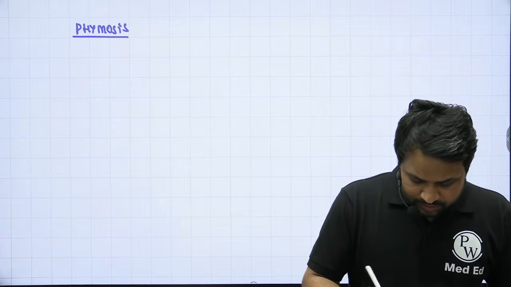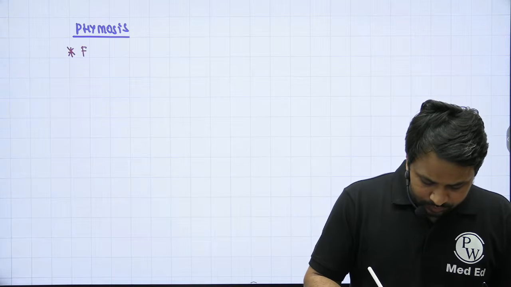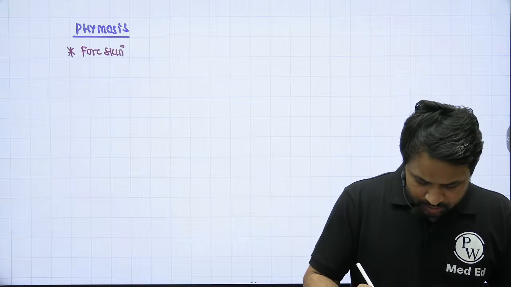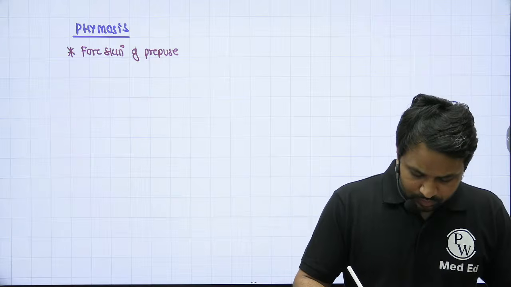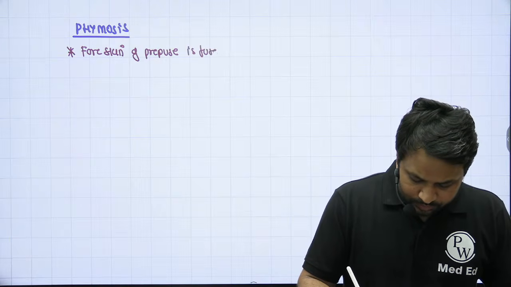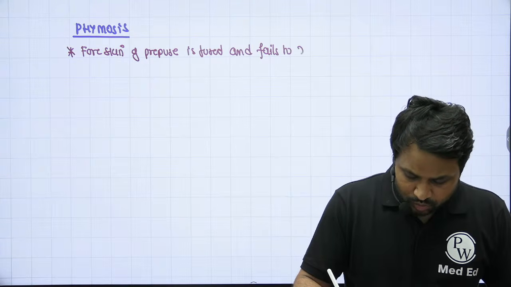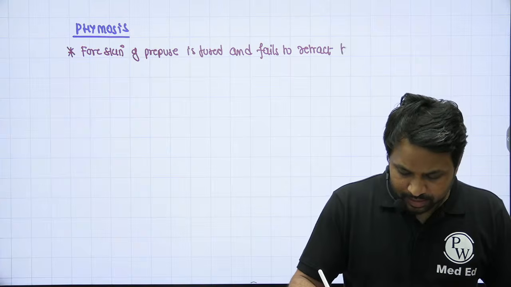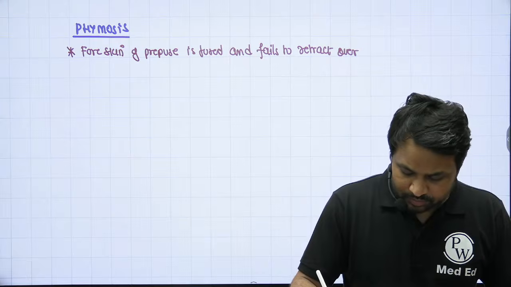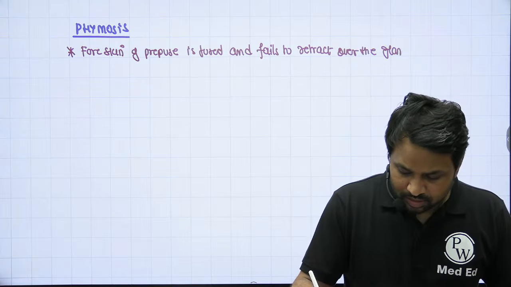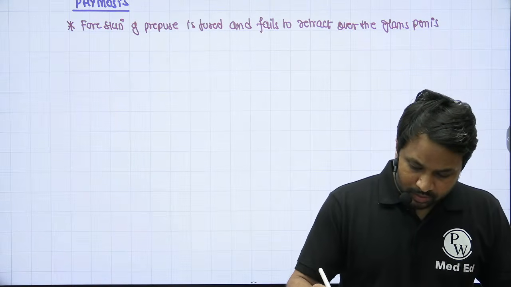So phimosis is defined as when the foreskin of the prepuce is fused and fails to retract over the glans penis. That is what we call phimosis. Now, when they ask what the causes are, what are the causes that lead to phimosis?